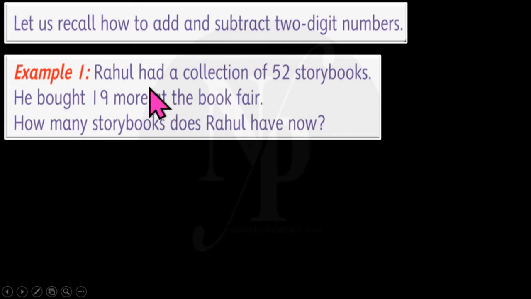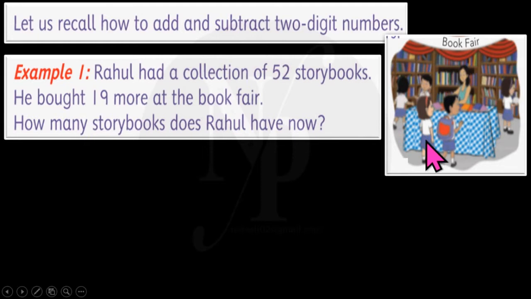So Rahul had a collection of story books, and he had 52 story books in his collection, and there was a book fair in his town. He has bought 19 more new books to his collection, and now we have to find how many story books Rahul has now. So how can this be found? Yes, this can be found by adding 19 to 52. Let us do that now.